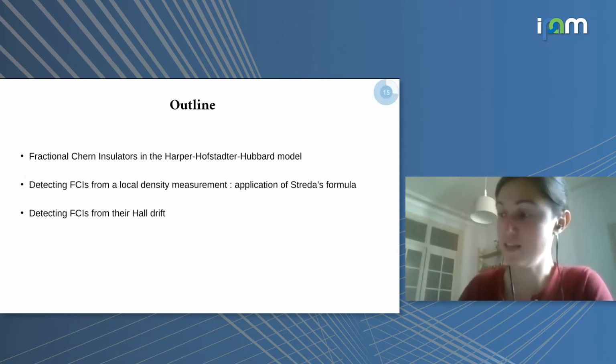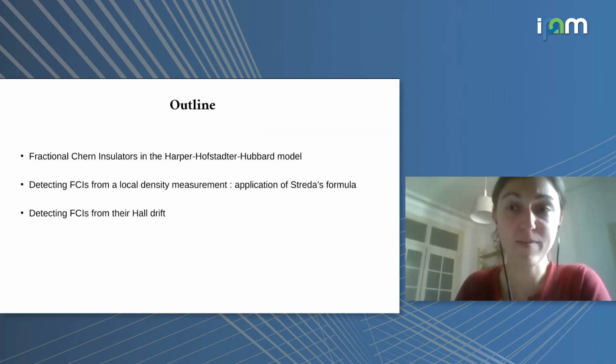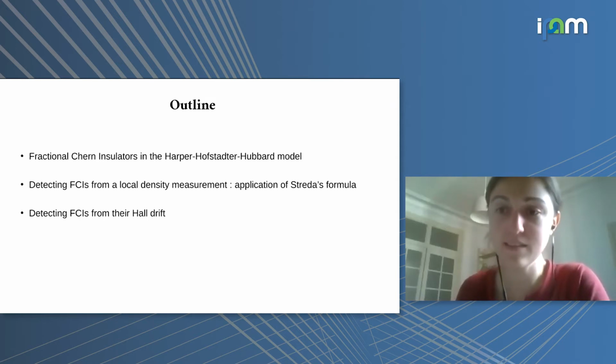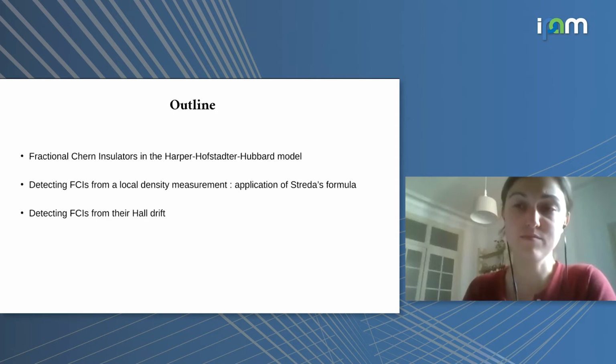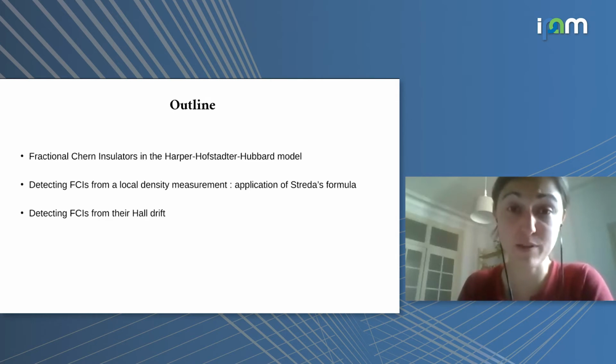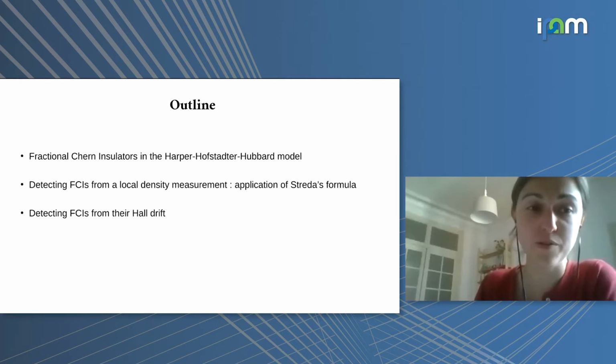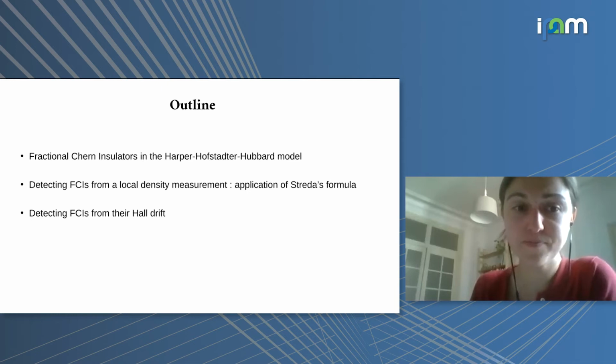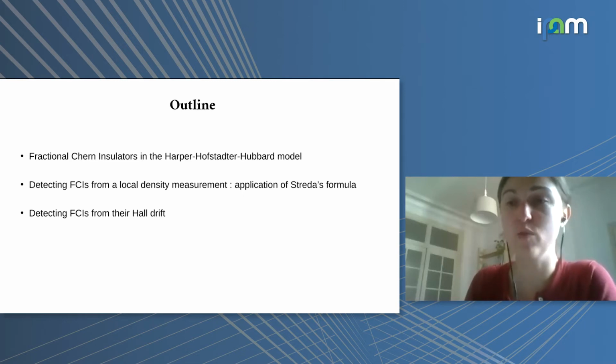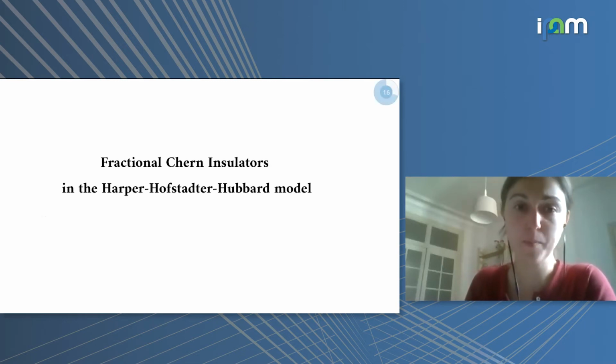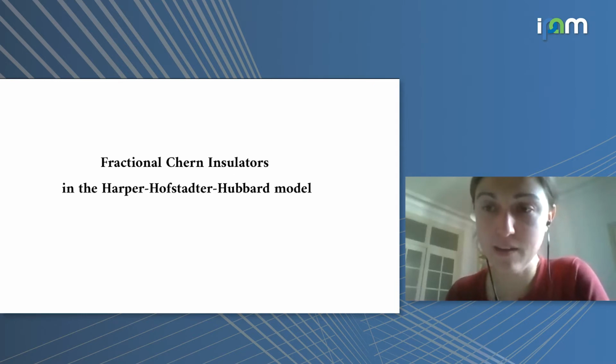So this is the outline of my talk. I'll talk first about the models that I'm using. So I'll talk about how fractional Chern insulators are realized in the Harper-Hofstadter-Hubbard model. And then I will talk about 2 different protocols to detect fractional Chern insulators. One is a static protocol. Both of them are based on density measurements, but one is static, based on the Streda formula, and the other one is a dynamical protocol.